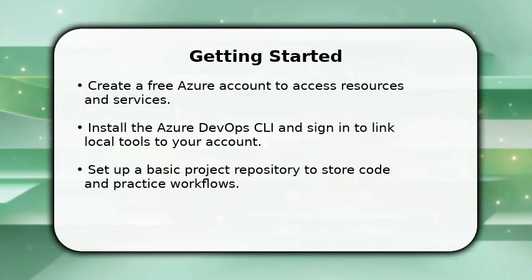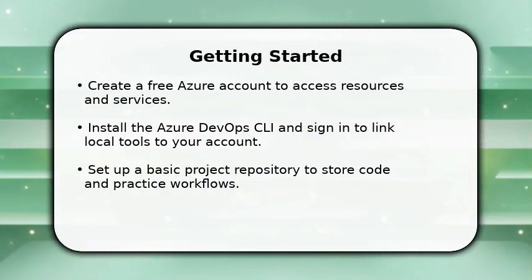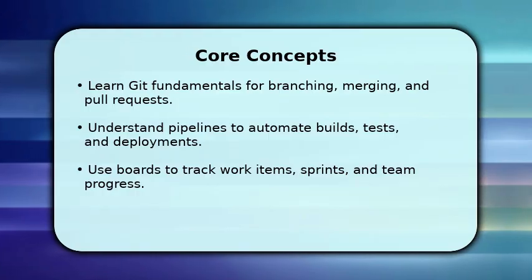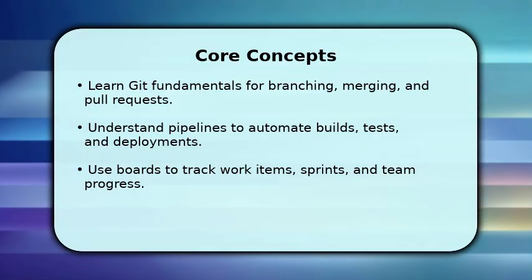Keep experiments small, repeat tasks, and track progress to build confidence quickly. Begin with Git basics so branching and pull requests feel familiar and natural. Move on to pipelines where you automate builds, run tests, and deploy to a safe test environment. Use boards to organize tasks, set priorities, and measure sprint progress with real work items.